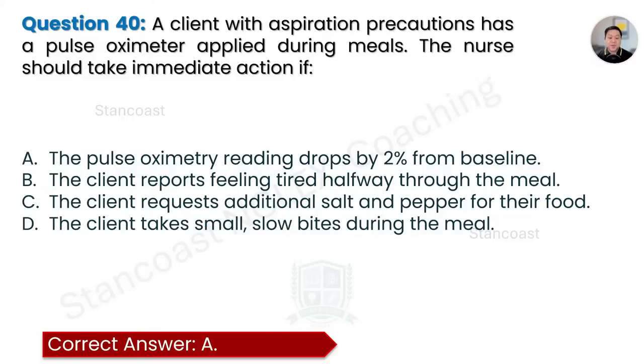The other options, such as B, is incorrect. Fatigue during a meal is not an immediate indicator of aspiration risk, and this could be related to respiratory function. Letter C is another incorrect option. The request for additional salt and pepper is unrelated to aspiration risk. It may indicate a preference, but does not signal any immediate intervention. D, another incorrect option. Taking small, slow bites is a recommended technique to minimize aspiration risk, but this behavior is not concerning and does not require immediate intervention as well.